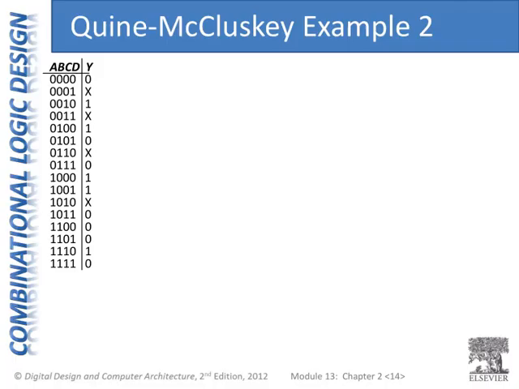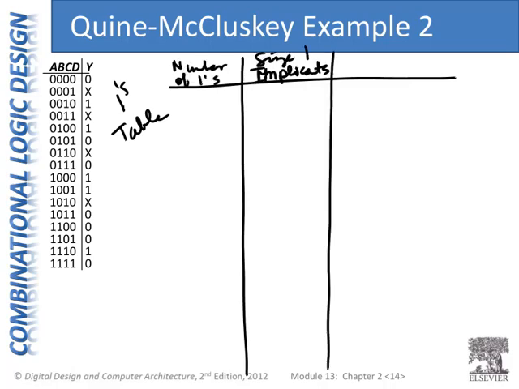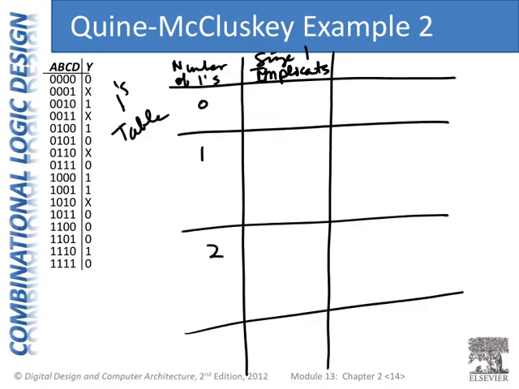So here's another example where we can use the Quine-McCluskey method. We're going to start again by drawing the ones table. We're going to list our min terms sorted by the number of ones they have in their input combination. These are our size 1 implicants. With 4 input variables, we could have 0, 1, 2, 3, or 4 ones in our input combination.